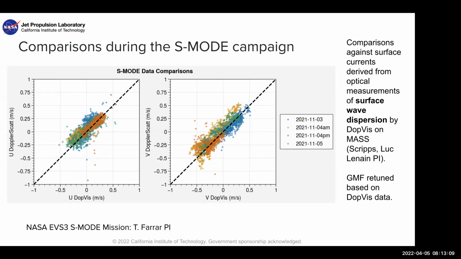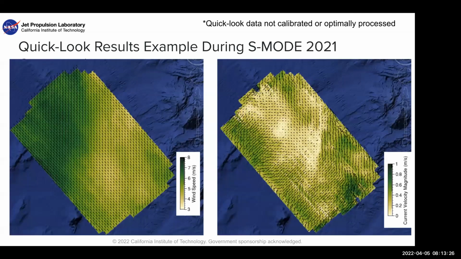And what you can see is that after tweaking the geophysical model function, there's a pretty good correlation between the U component and the V component. The wind speed and conditions vary significantly over these data collections. And these are the type of measurements that we hope to eventually get from space.